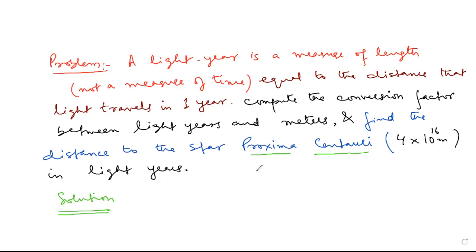We have to first find the conversion factor between light years and meters. Second, we have to find this distance to Proxima Centauri in light years. That means we have to convert this distance, which is given in meters, to light years. So let us move to the solution. First, we will find the conversion factor.